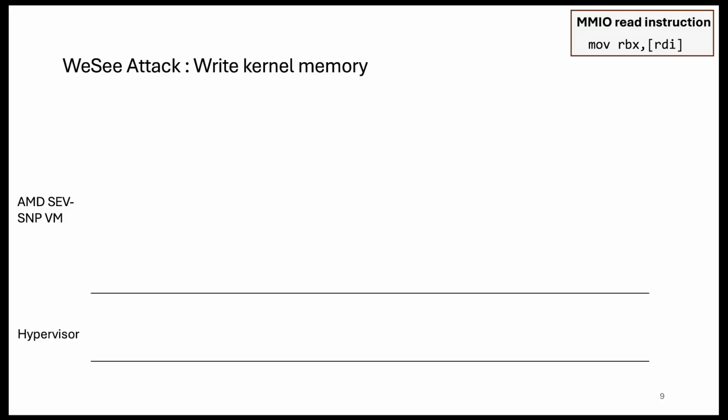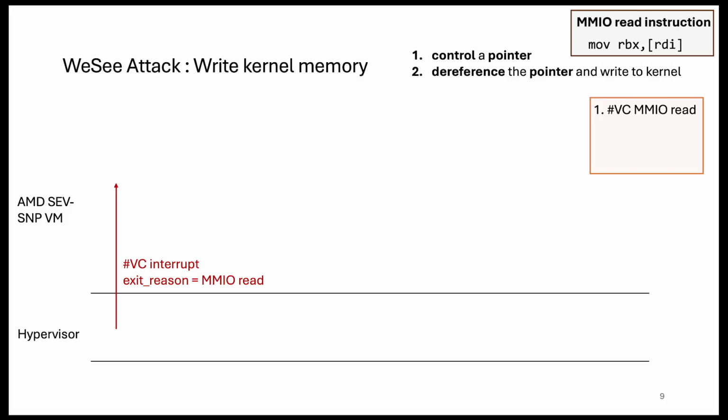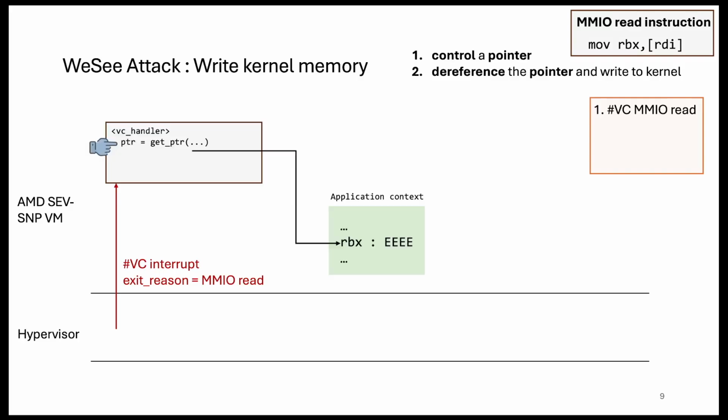So now, after we understood the benign case of an MMIO read operation, let's dive into how we abuse this particular handler for arbitrary kernel memory writes. In order to mount our attack, we need two ingredients. We need to hijack a pointer, and then we need to dereference that pointer and supply it with a value we want to write. So as a first step, we as the attacker inject a WeSee exception indicating that an MMIO read operation is happening. As already shown in the benign case, the first thing the WeSee handler does is that it calls this getPointer function to receive a pointer to the application context.